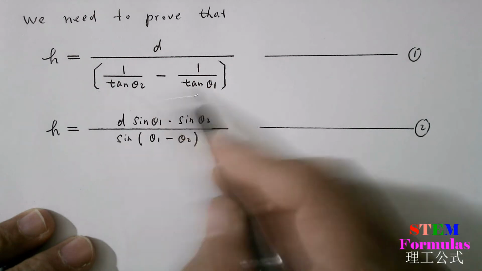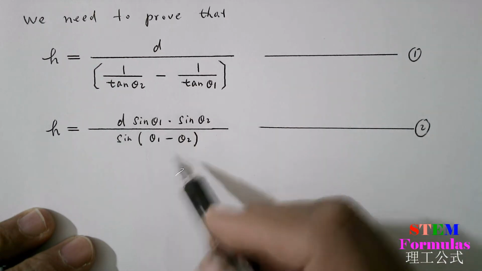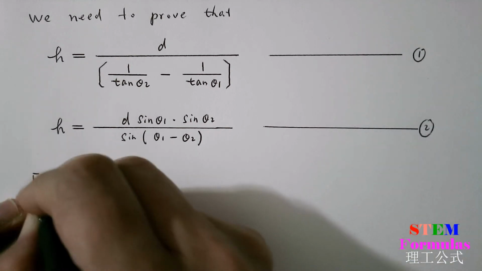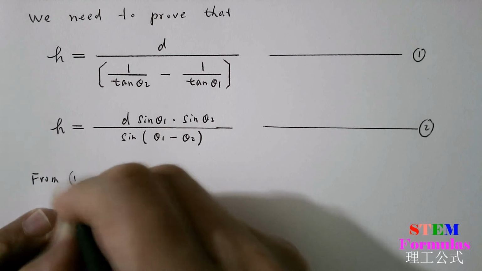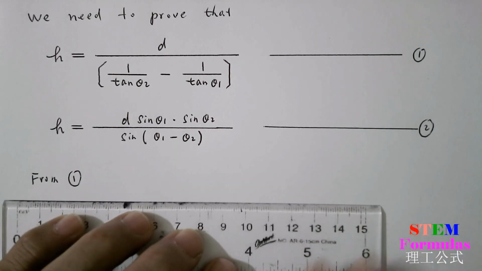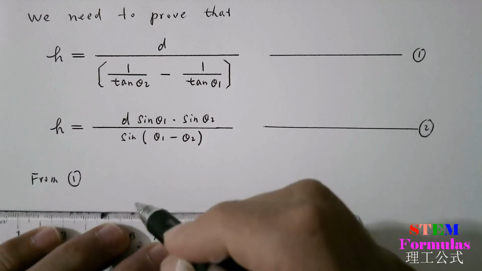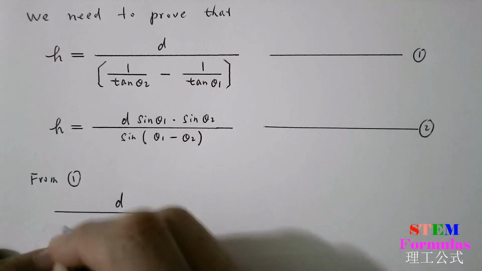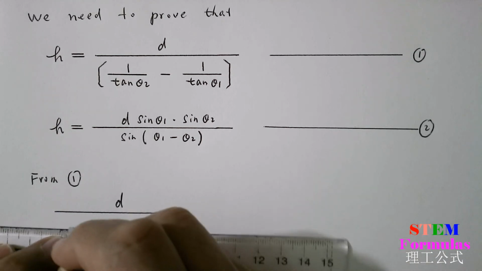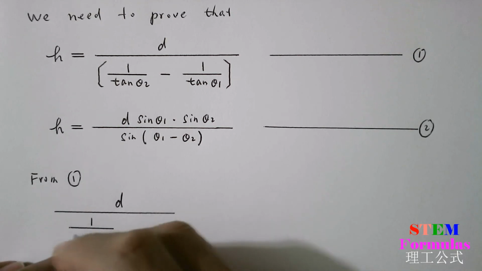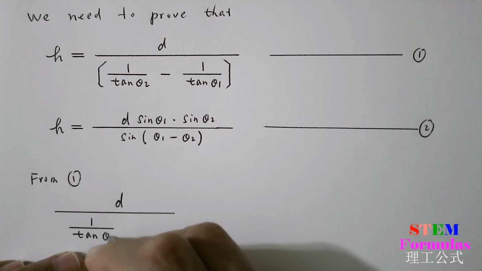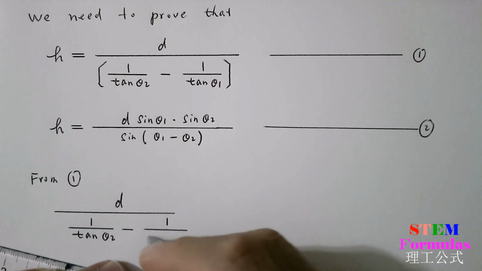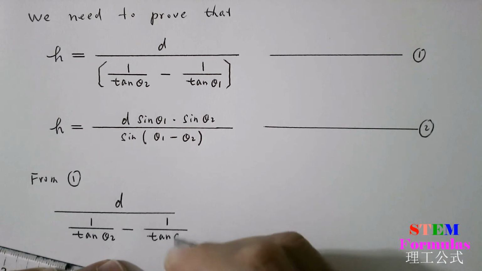So from all the involved tangents to the sines. I start with equation 1. So from equation 1, the expression is this: d times (1 over tangent theta 2 minus 1 over tangent theta 1).